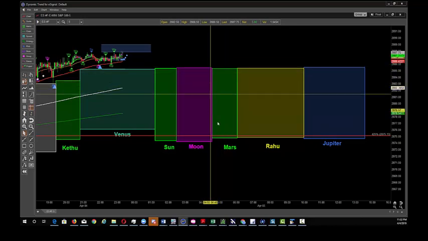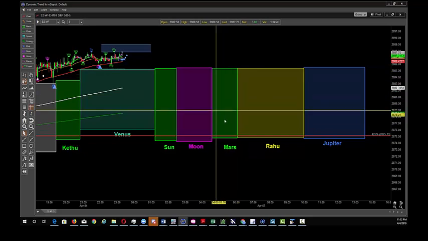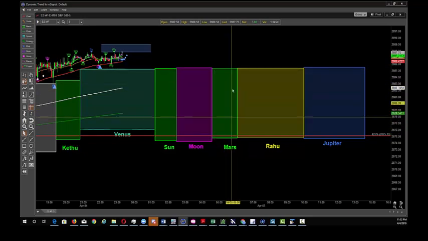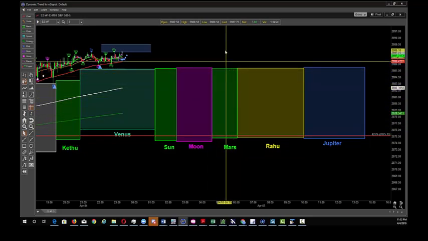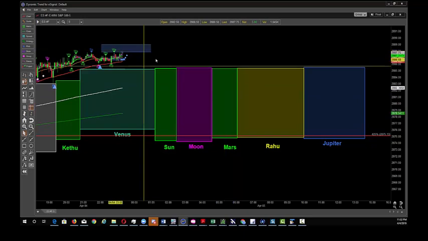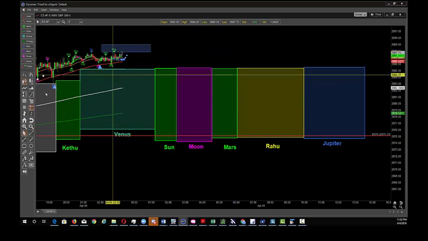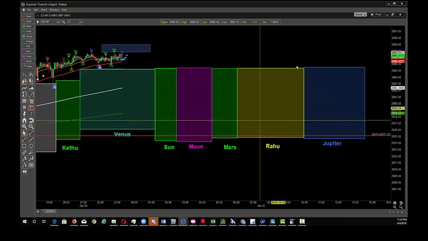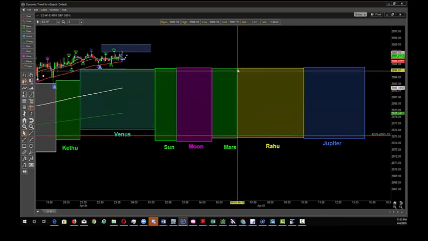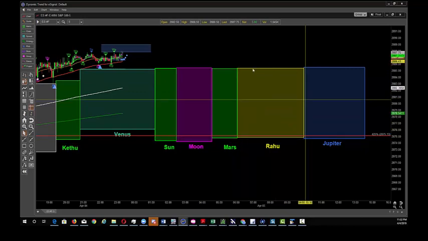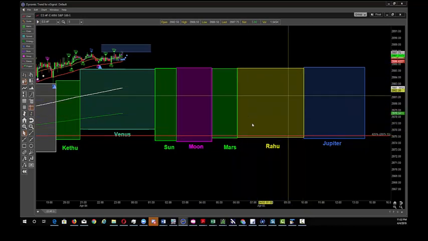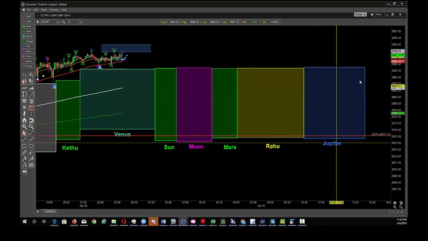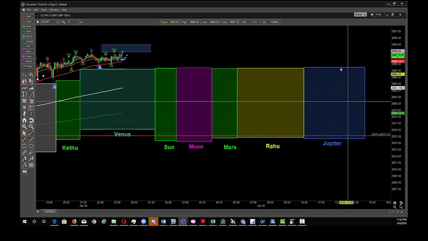And I have a bullish window coming up. What does that tell me? It tells me that the resolution after NFP is going to be to the upside. Let's watch how it fills up. I've predicted these windows, and I'm going to show you how this fills up tomorrow. After that we have the market starting with Rahu, just like today, and then we have Jupiter, which is also likely to be bullish. So it's going to be a strong bullish trend tomorrow.